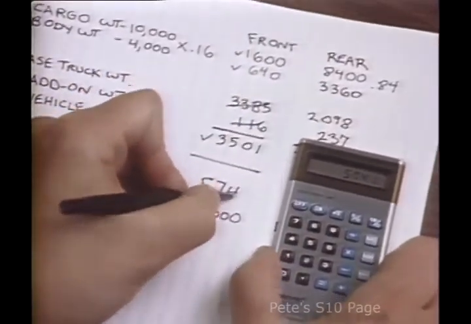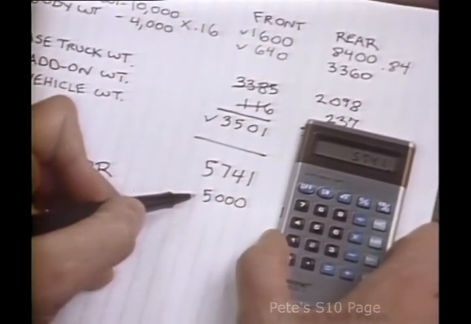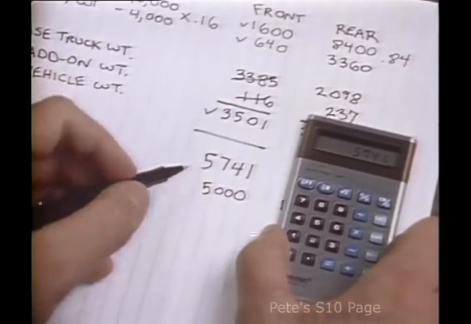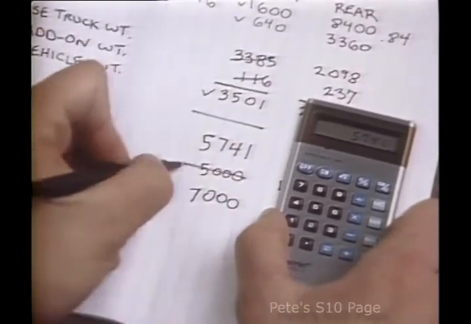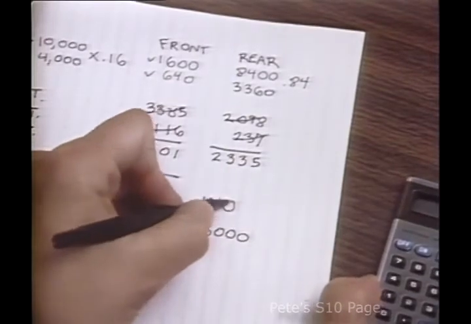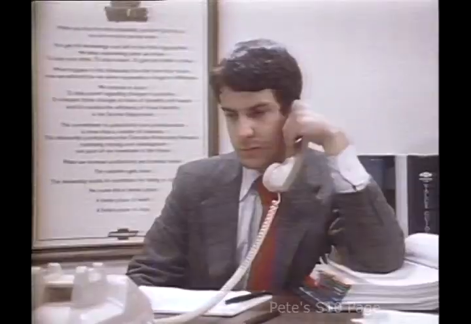Comparing the total front weight figures with the GAWR, I saw that the front weight was 741 pounds over. This meant that the 7,000-pound front axle would be required. I also found that at 14,095 pounds, the standard 15,000-pound rear axle was okay.